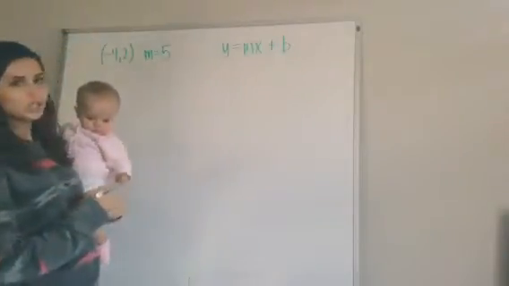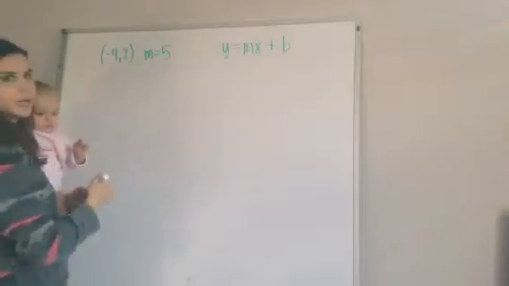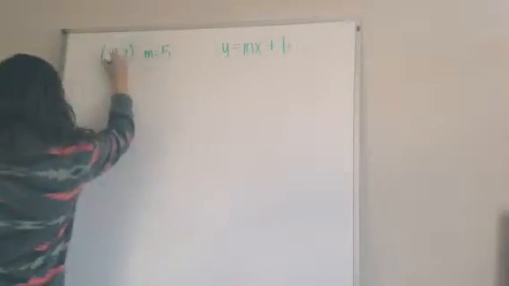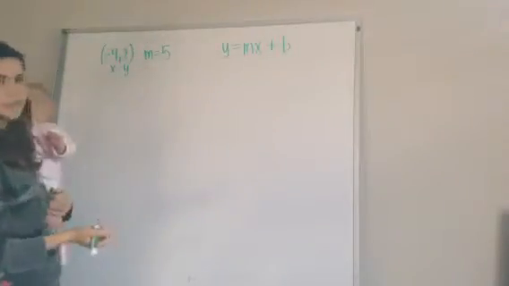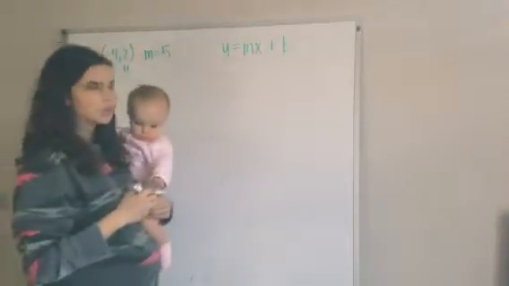Okay, so remember we were plugging in points. So our points are always x, y. So here's our x, and here's our y. And then that is our slope, so that's the m for our mountain slope.